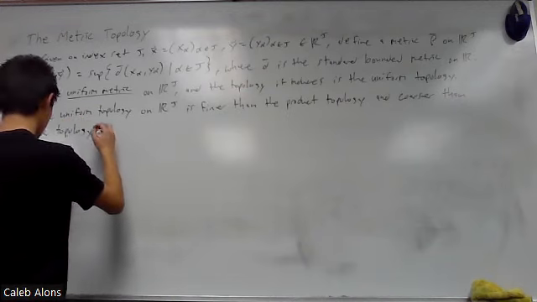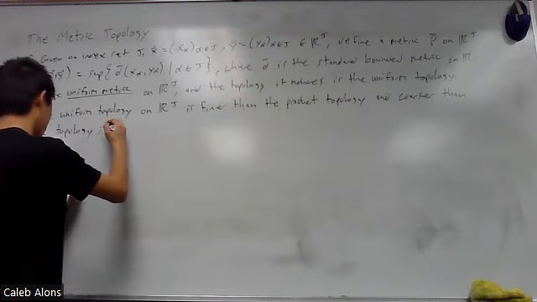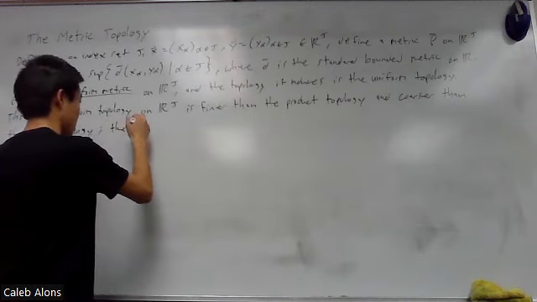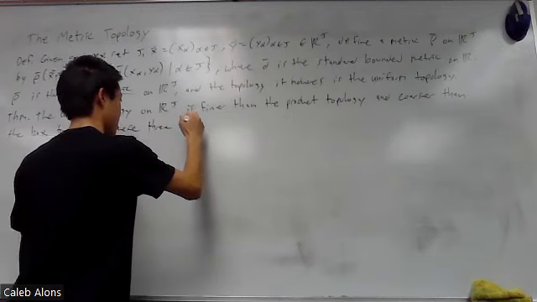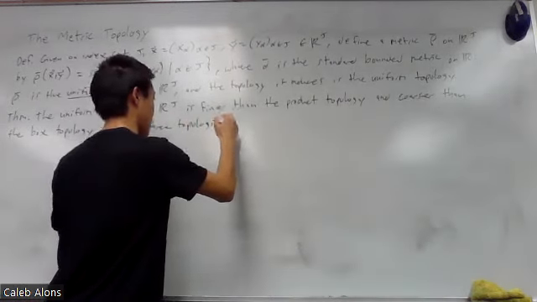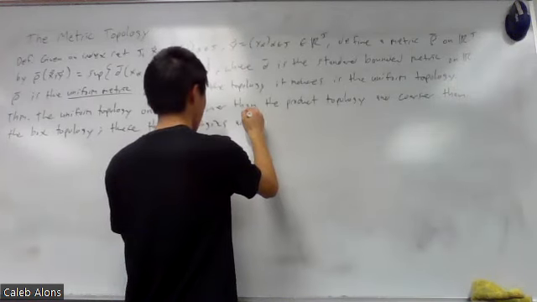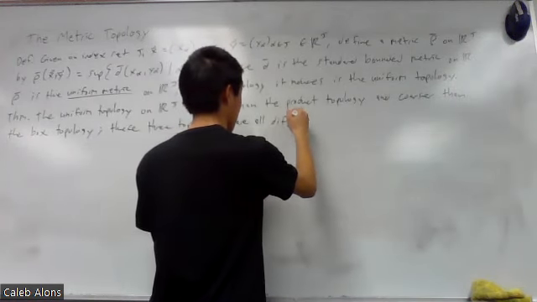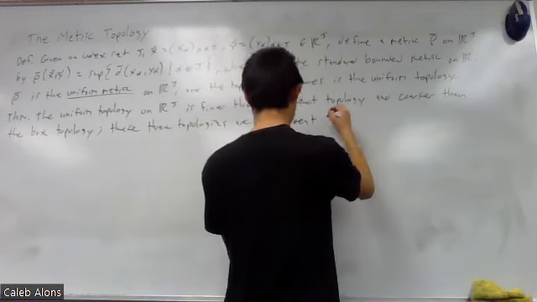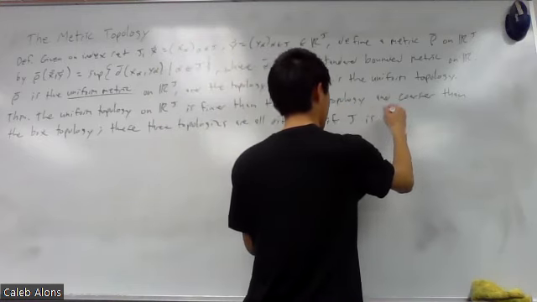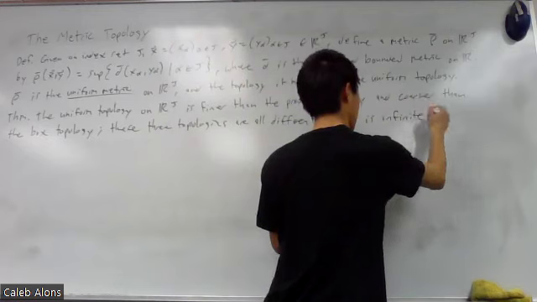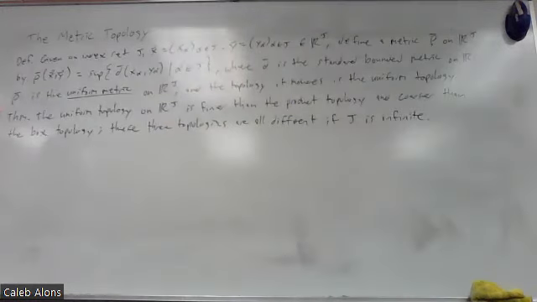Okay. And then when J is infinite, these three topologies are all different. So that's the relationship between the product topology and the box topology. So the uniform is going to be in the middle of all of those.